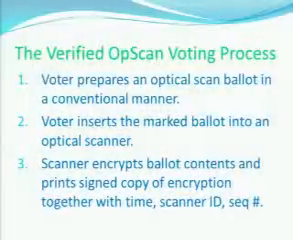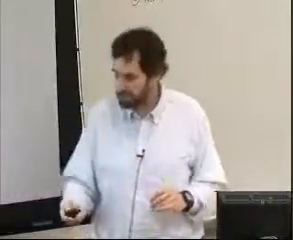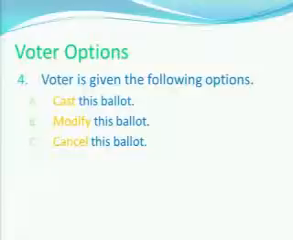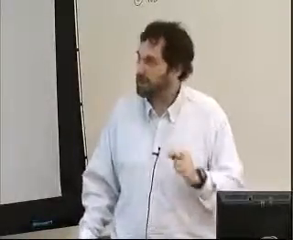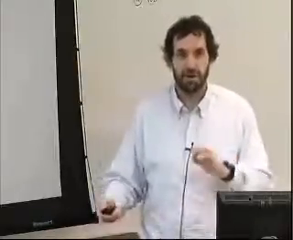Okay, so if you do this, then the process becomes voter prepares an optical scan ballot in a completely conventional manner, puts the ballot into a scanner, and the scanner will then read the contents and give the voter an encrypted copy of the encryption of the contents that will eventually be posted in most cases. Okay. The voter is given up to 3 options. The middle option doesn't have to be there, but it can be nice. Can cast the ballot, can modify the ballot as one possibility. We'll talk about that in a second, or could cancel the ballot and thereby issue a challenge.